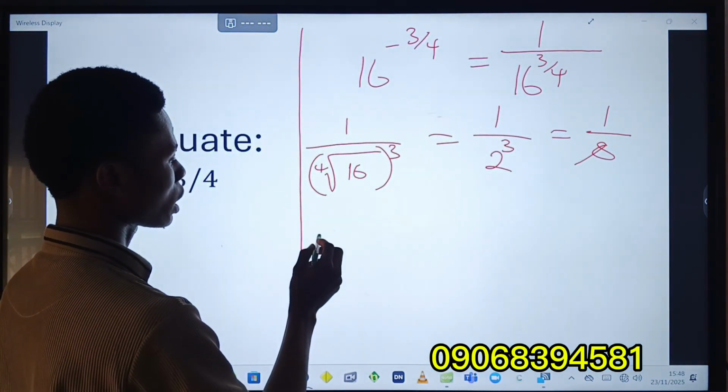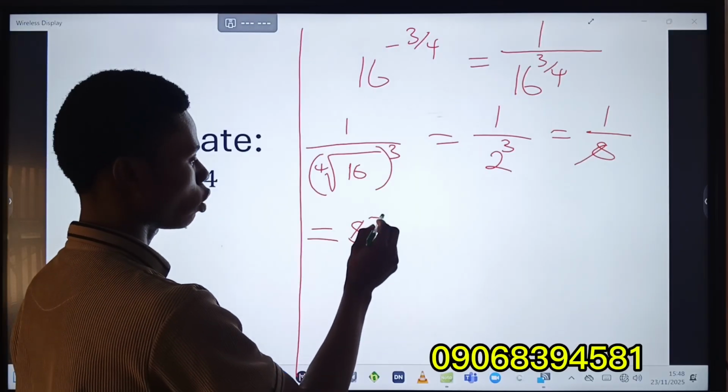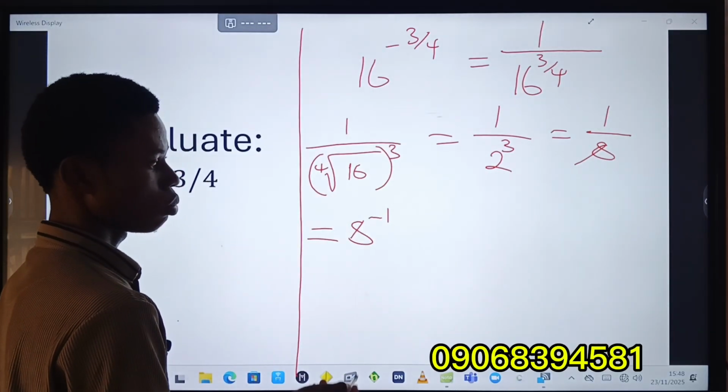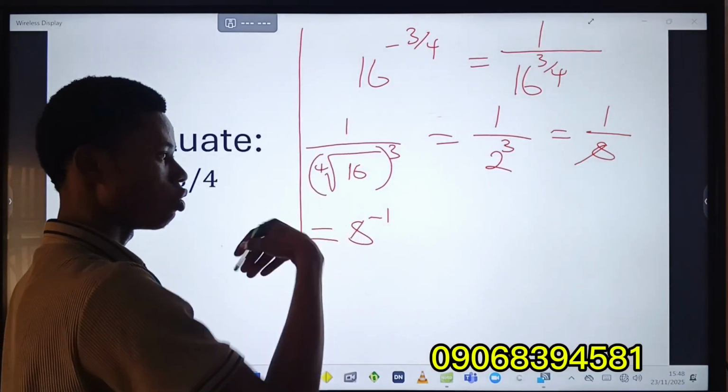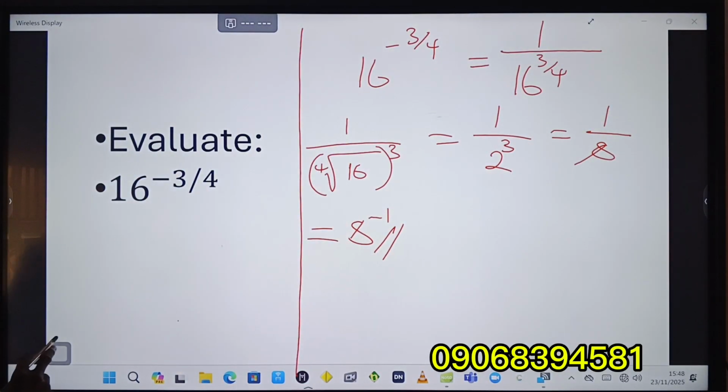If you don't see it like that in the options, you know that 1 over 8 is the same as saying 8 raised to power minus 1, right? Because if you want to change it back, it's still 1 over 8. So any one you see in the options is correct. Life is simple. All right.